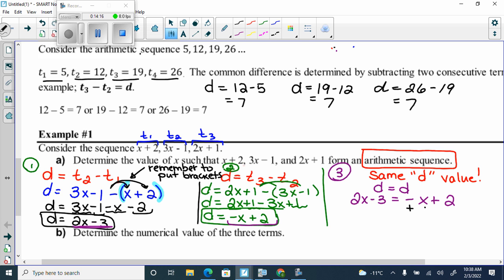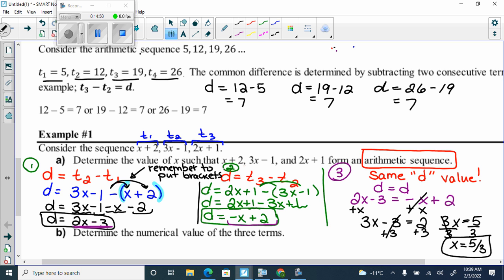So I'm going to add x, and I get 3x minus 3 equals 2. Then what do I do? Yeah, that's three. Yes. So I get 3x equals 5, and then I have to divide by 3. So x equals 5 thirds. Was anyone going to guess that right? Not a chance. No one's guessing that right on a test.